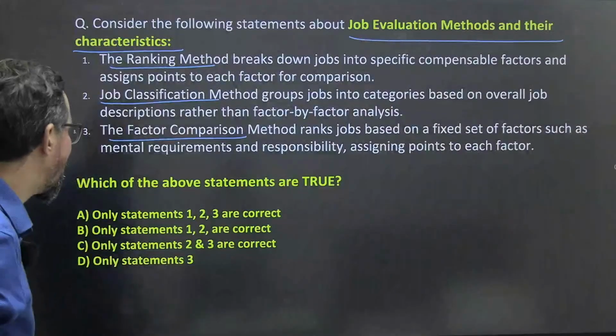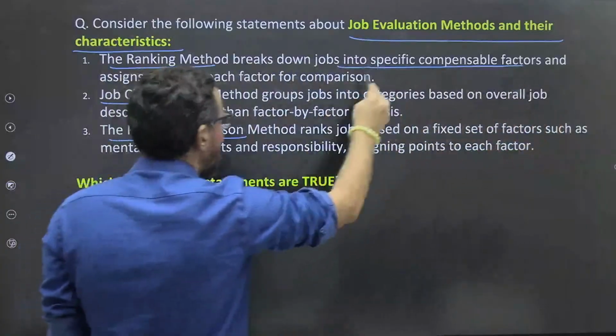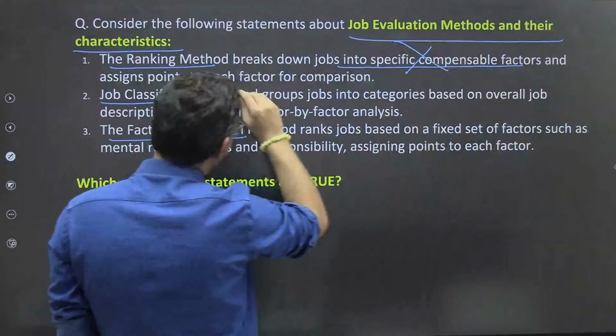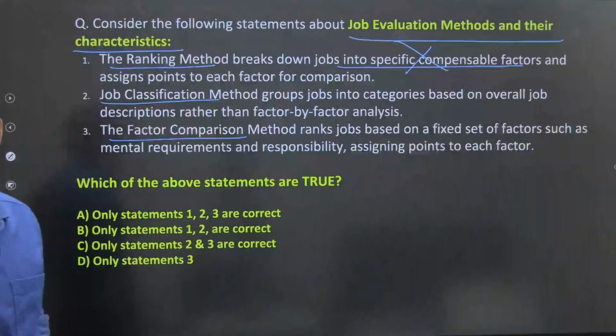So when it comes to the ranking method, break down job into specific comparable factors. No, it is not part of this one. In case of ranking method, we generally consider job as a whole, overall outcomes के हिसाब से.